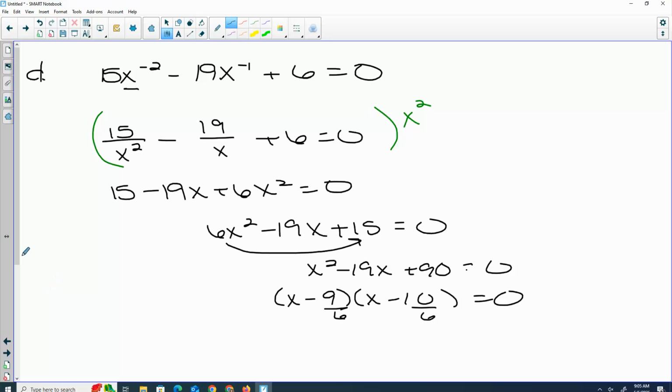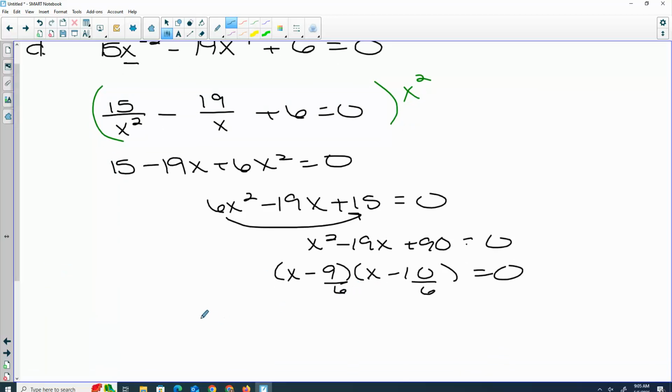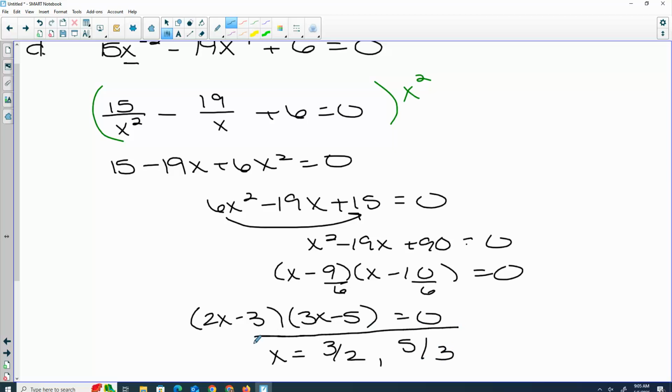Divide back by our 6. So 9 over 6 reduces to 3 over 2, so 2x minus 3. 10 over 6 reduces to 5 over 3, so 3x minus 5. Set those to 0 and you get 3 halves and 5 thirds. And you could certainly check those. Plug them back into the original and they do both work. Questions there?